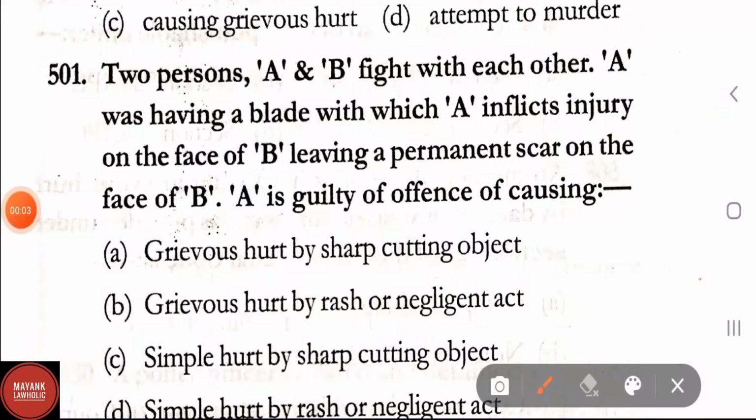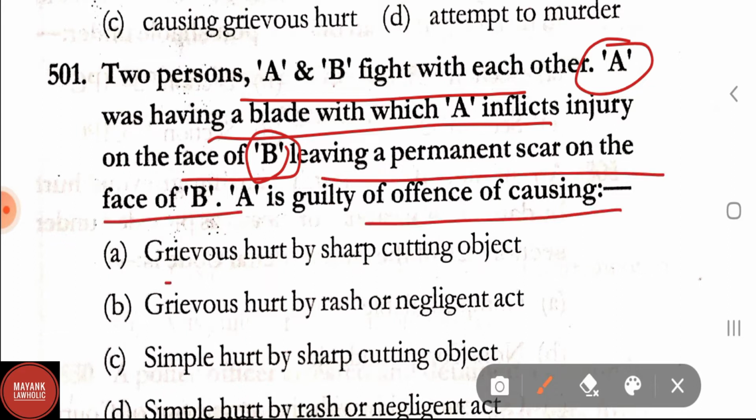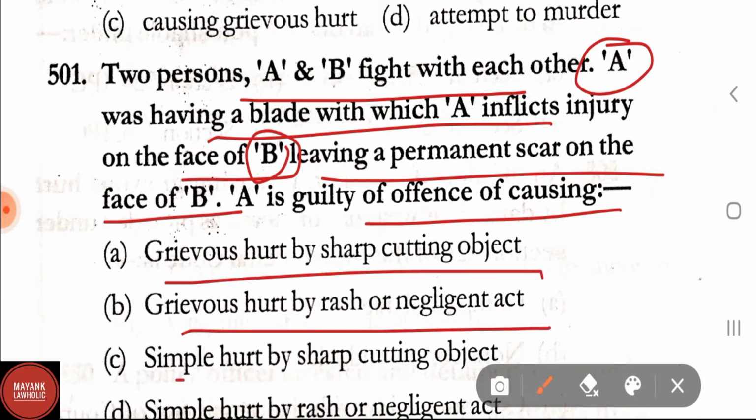Question number 501. Two persons A and B fight with each other. A was having a blade with which A inflicts injury on the face of B, leaving a permanent scar on the face of B. A is guilty of the offense of causing: grievous hurt by sharp cutting object, grievous hurt by rash or negligent act, simple hurt by sharp cutting object, or simple hurt by rash or negligent act. Here the correct answer is grievous hurt by sharp cutting object.